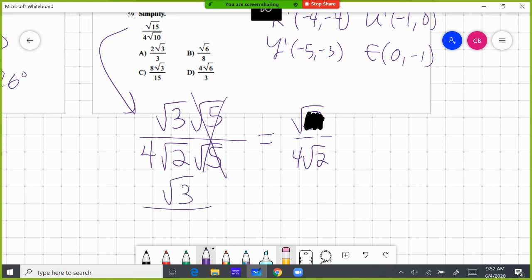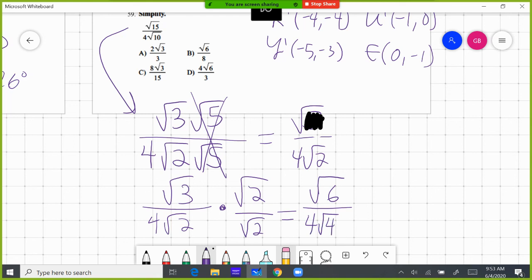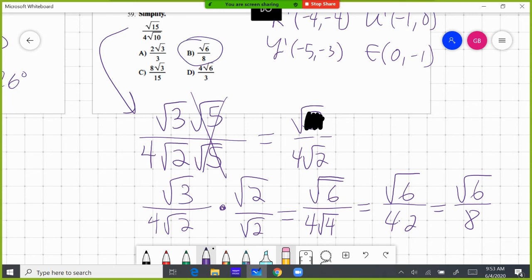Just continue over here. I don't know, it's frozen. Okay, but we still need to rationalize the denominator. So we have to multiply by the square root of 2 on top and bottom. So now this turns into the square root of 6 over 4 times the square root of 4, which is 4 times 2, which is square root of 6 over 8. And that is all.